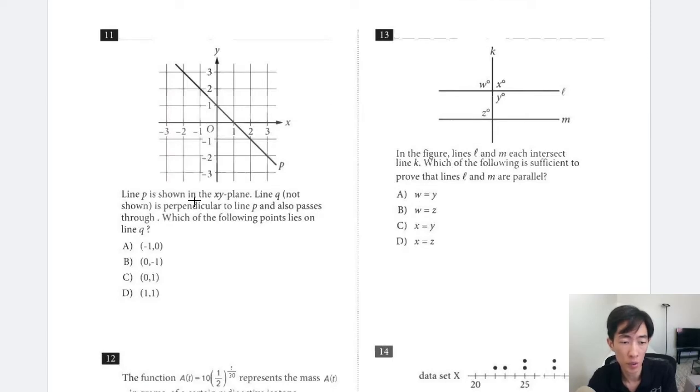Question 11, line P is shown in the XY plane. Line Q is perpendicular to line P and passes through... this should say (0, 10), but it doesn't. Which of the following points lies on line Q?